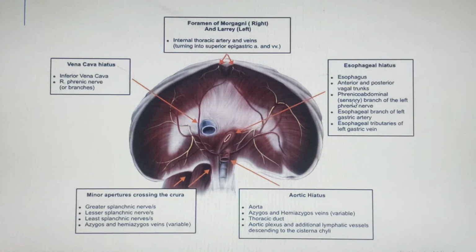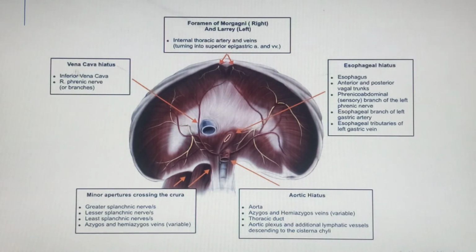Apart from that, we are going to have the phrenico-abdominal branch of the left phrenic nerve, the esophageal branch of the left gastric artery, of course, then esophageal tributaries of the left gastric vein. When you look at the vasculature of the abdomen, I'll show you. Now, the next one is the caval opening.